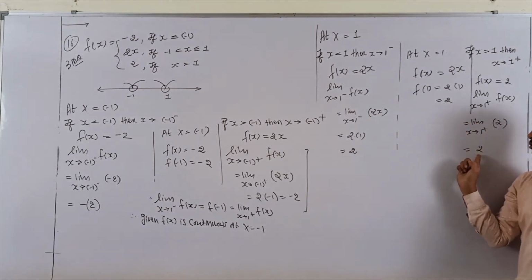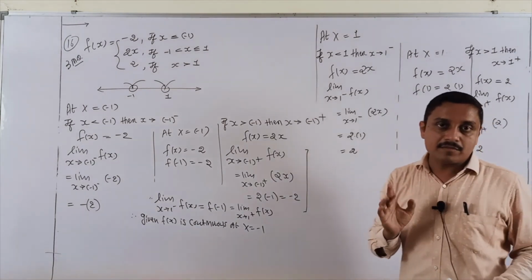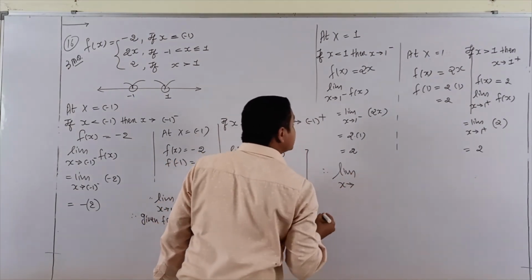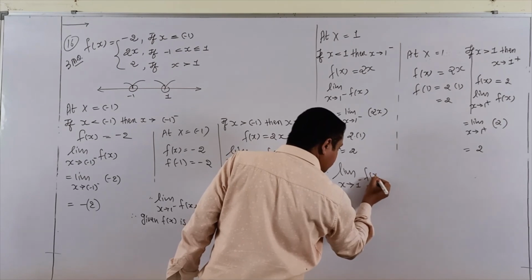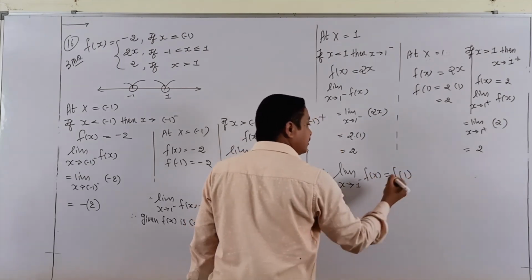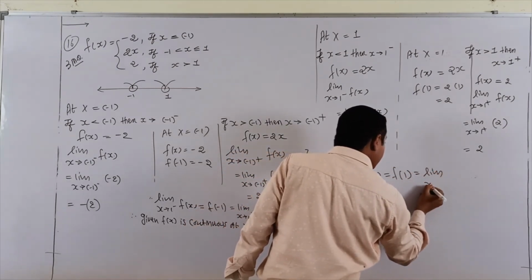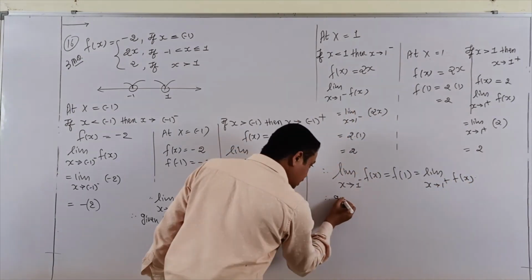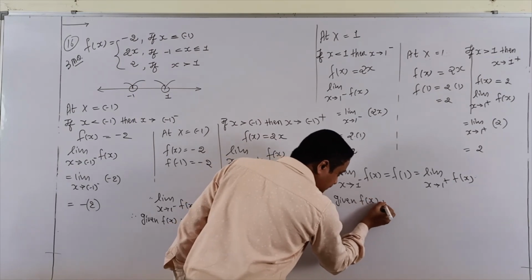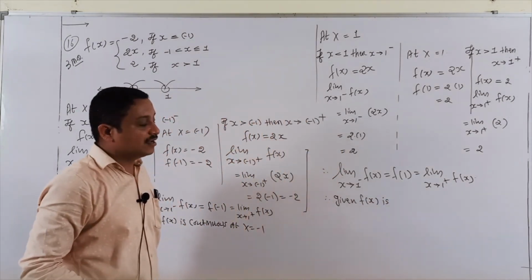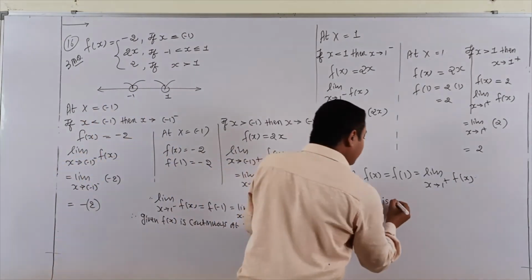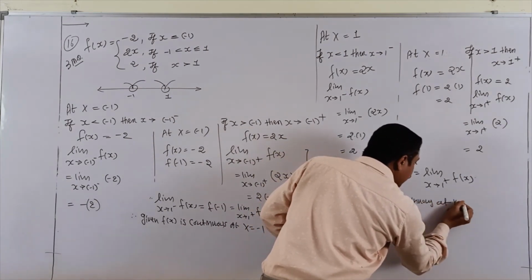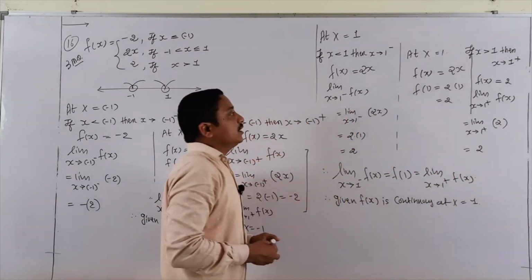Now students, finally checking 2, 2, 2. All are the same. That's why I just show the limit as x tends to 1 negative of the function is equal to f(1), and lastly the limit as x tends to 1 positive of the function. So the given f(x), what is the answer? All the same, so the given f(x) is continuous at x is equal to 1.